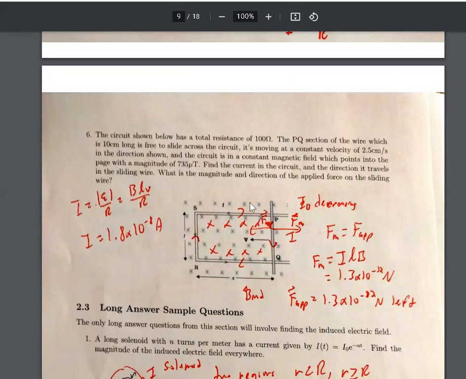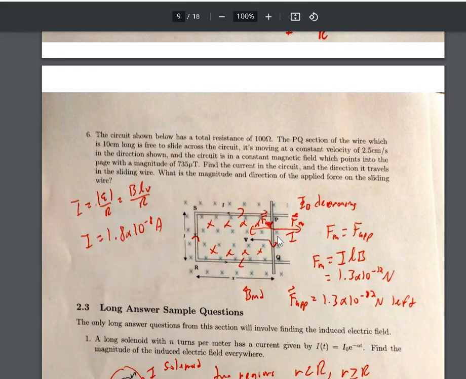All right, well, our EMF in this case is given by the magnetic field times the length of the sliding wire times its velocity. And to find the current, we divide that by the resistance. So our current is BLV divided by the resistance. So this gives us a numerical value of 1.8 times 10 to the minus 8 amps, but it doesn't tell us the direction. So we'll have to use Lenz's law to find the direction.